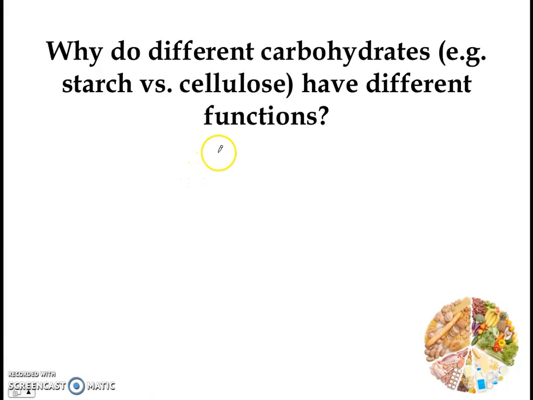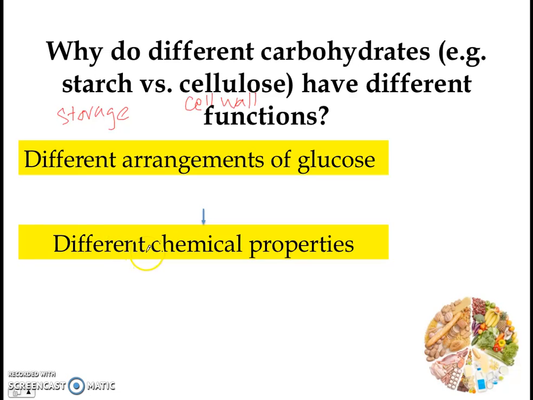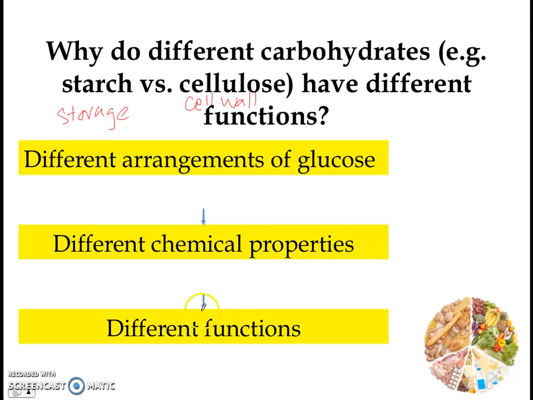So just a slight extension question, why do different carbohydrates, for instance starch and cellulose, have slightly different functions? So we know that starch is used in the storage of energy, while cellulose is used in making the cell wall. Right? Why do they have different functions? Well, the difference in function actually lies in their difference in structure. So remember that starch and cellulose have different arrangements of glucose. Well, that leads them to have many very different chemical properties and therefore different functions. So again, the structure is linked to function.